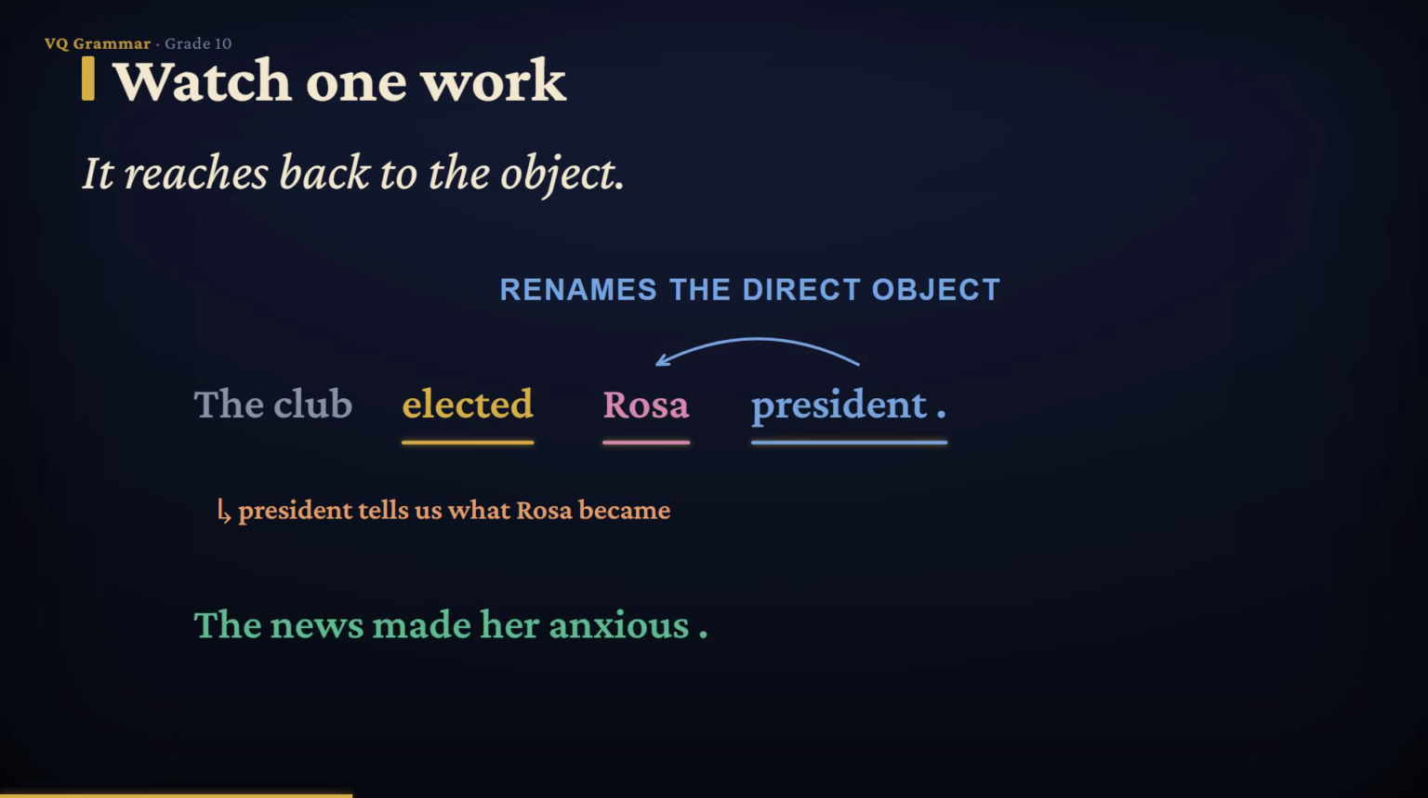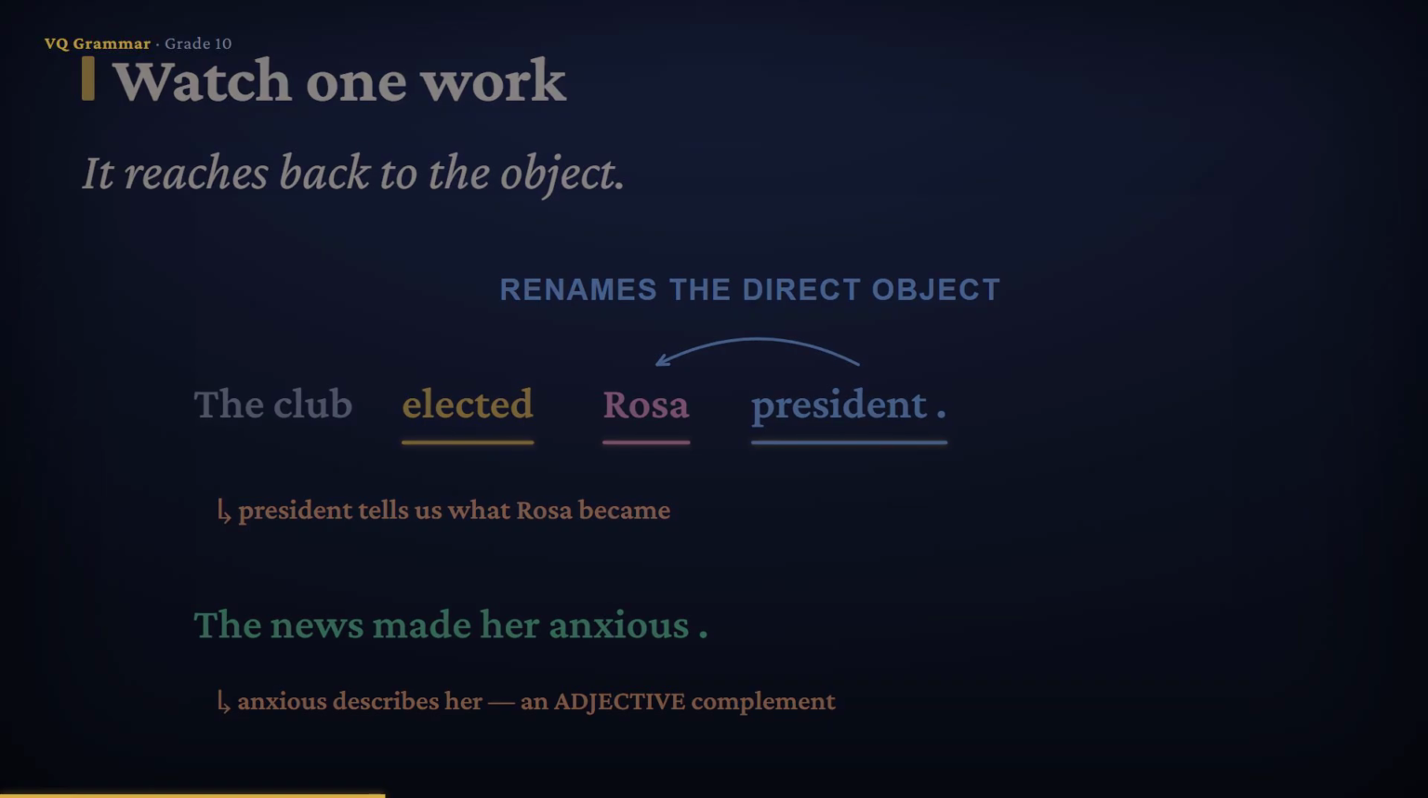Now try another one. The news made her anxious. Made whom? Her. That's the direct object. And anxious describes her. Same job, different word class. This time, the object complement is an adjective, not a noun.